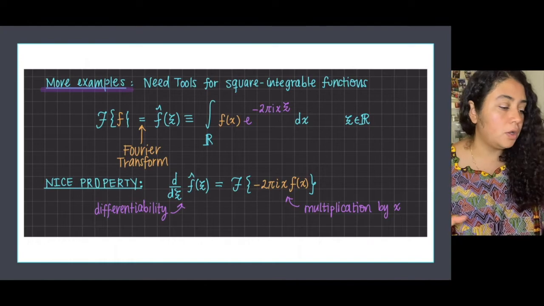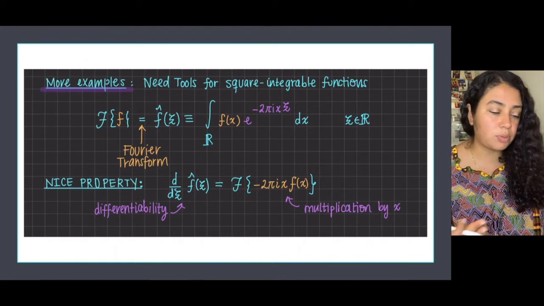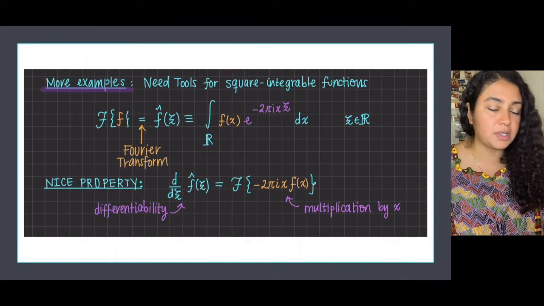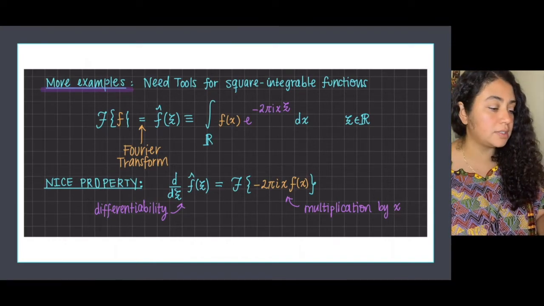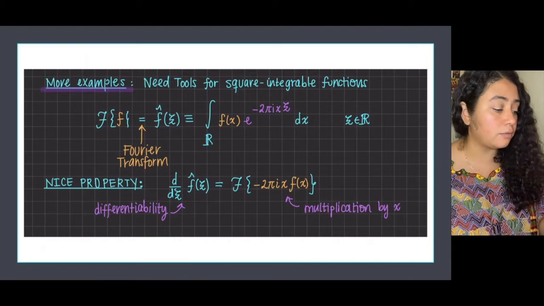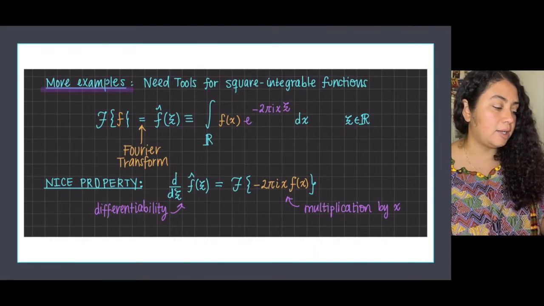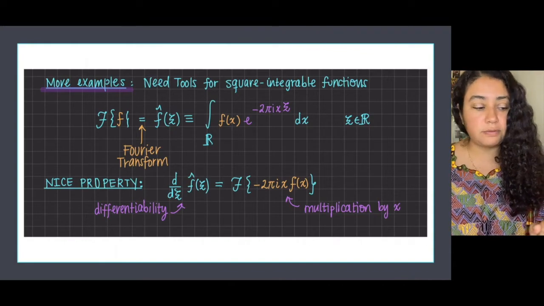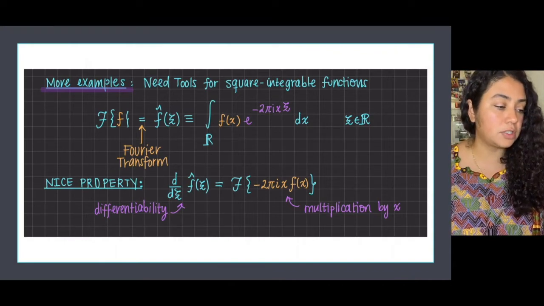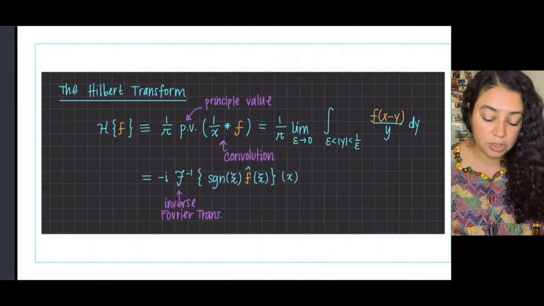There are also other great properties about the Fourier transform. It's a unitary operator, for instance, on square integrable functions. It has a Fourier inverse, and it has some nice convolution properties, and we're going to use it to define another transformation called the Hilbert transformation.